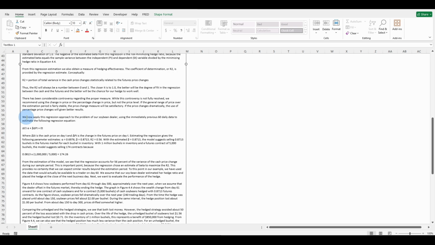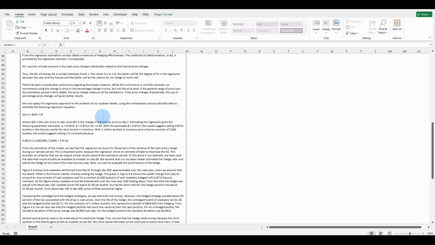There has been considerable controversy regarding the proper measure. While this controversy is not fully resolved, we recommend using the change in price or the percentage change in price, but not the price level. If the general range of price over the estimation period is fairly stable, the price change measure will be satisfactory. If, on the other hand, the price changes dramatically, the use of percentage price changes will give better results.